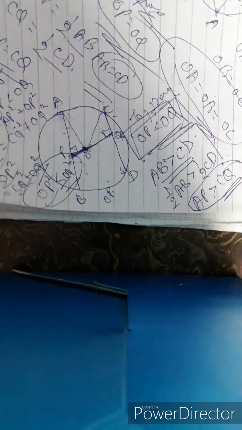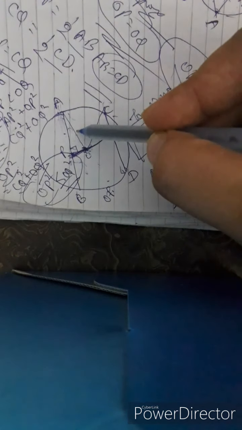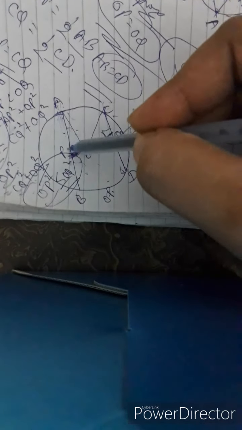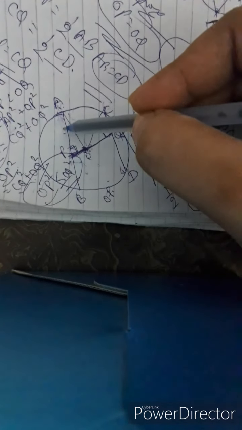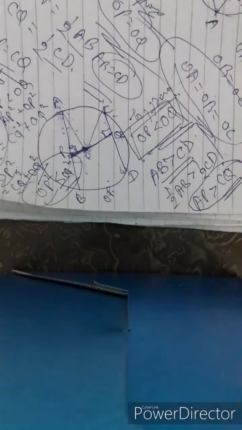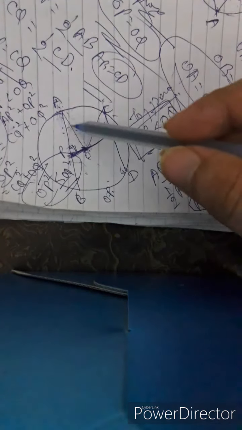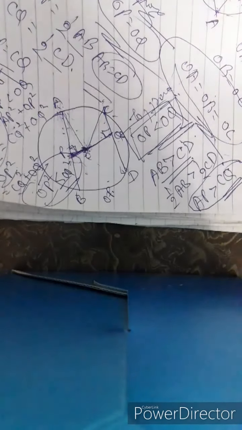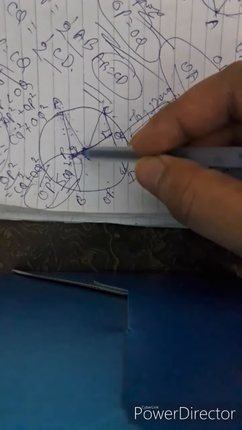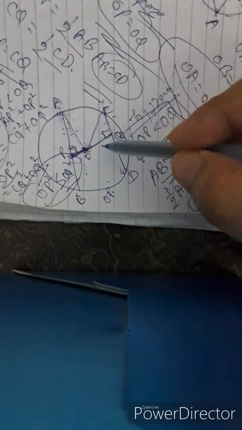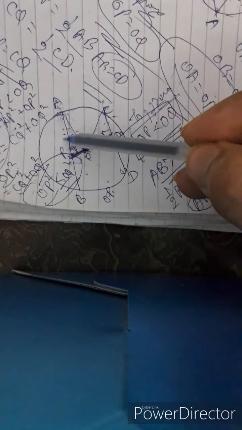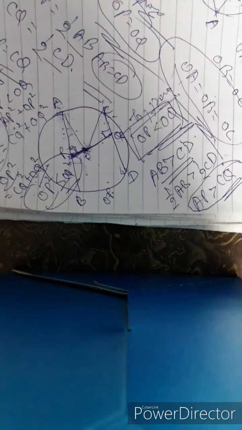Again, just by taking simple Pythagoras theorem, AO is the hypotenuse since this is a right angle, so AO square equals AP square plus OP square, and OC square equals OQ square plus CQ square. Now OA and OC are equal, therefore OA square equals OC square since they are the radii of the same circle. So AP square plus PO square equals CQ square plus OQ square.